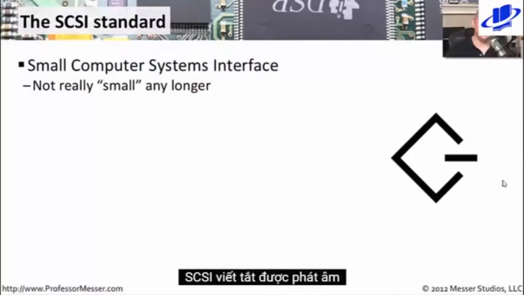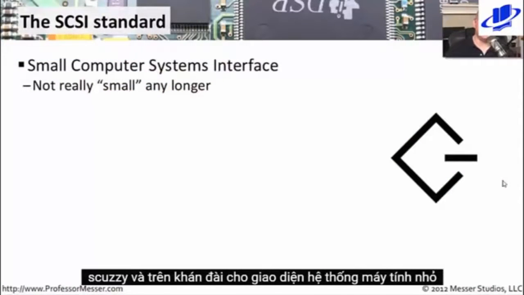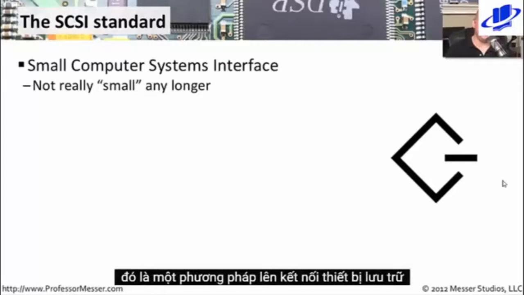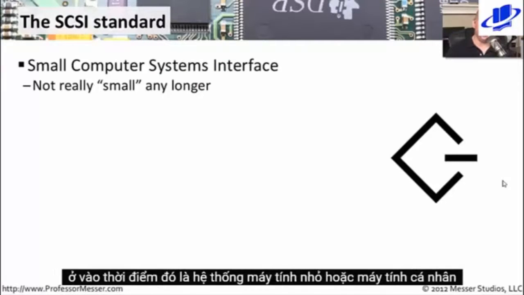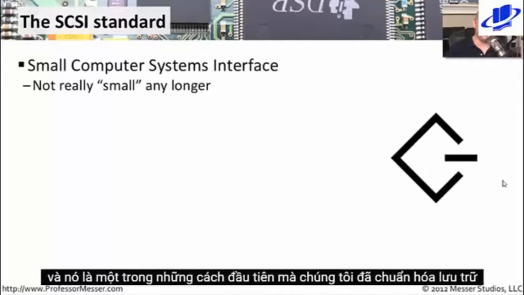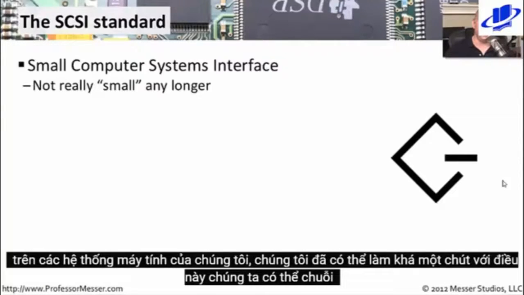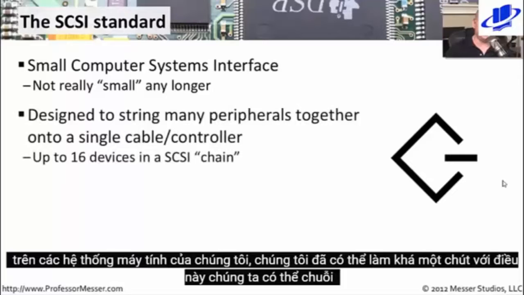The abbreviation SCSI is pronounced "scuzzy," and this stands for Small Computer Systems Interface. It was a method of connecting storage devices in what, at that time, were small computer systems or personal computers, and it was one of the very first ways that we had standardized storage on our computer systems. We were able to do quite a bit with this.